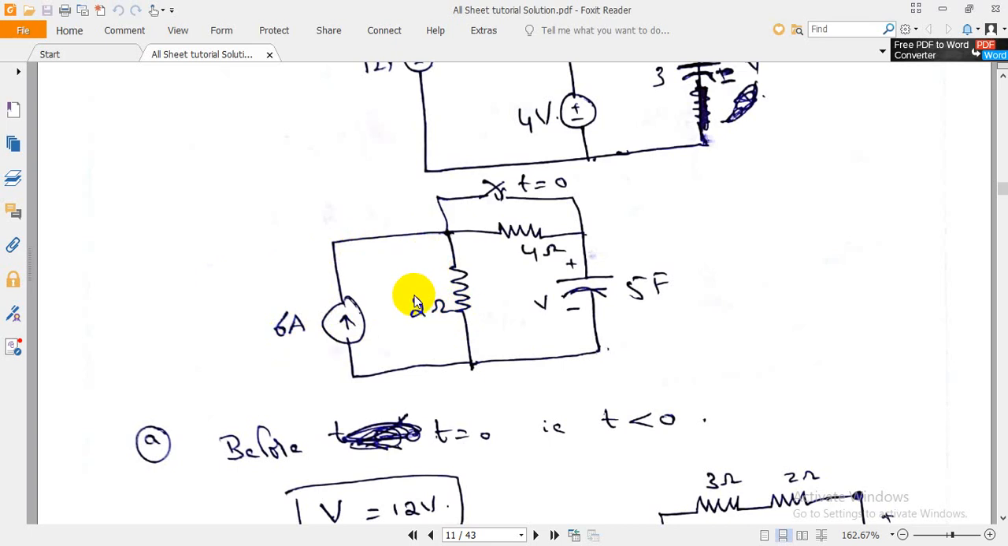You have to convert into the next step. So before going to the solution, you have to understand this. There is a connection here. When t is less than 0, there is no connection here, so a 4 ohm resistance is connected here. When t is greater than 0, there is no 4 ohm resistance, just a connection like this. The 4 will be removed after t equal to 0.